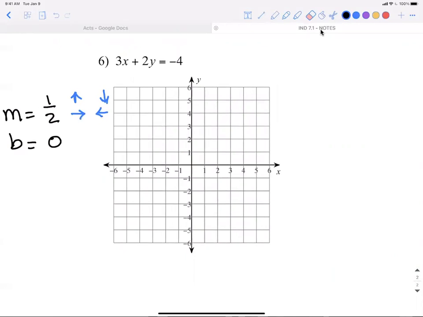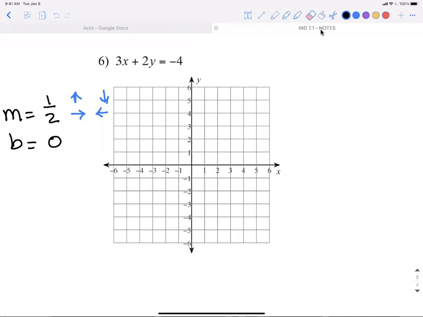Can anybody tell me what form this is? Logan? Yeah, standard form. And just by its name, we don't really get any information out of standard form. You know, slope intercept, we get a slope and an intercept. Point slope, we get a point and a slope. Standard form, we don't really get anything.